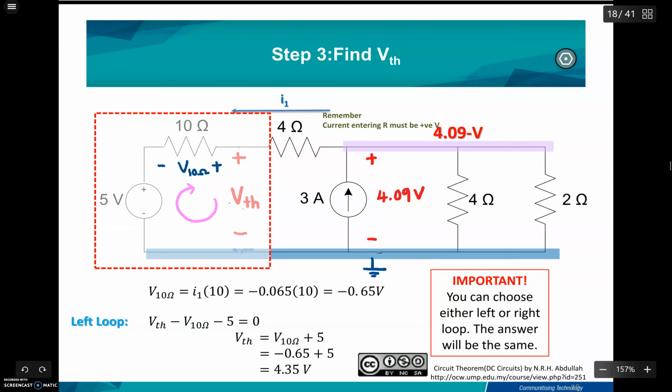Therefore, it's important to know that you can choose either the left or right loop. The answer will be the same as long as the KVL equation consists of the Thevenin voltage. So actually, you can choose to use this loop, and of course you can also do this loop, and then also this loop.